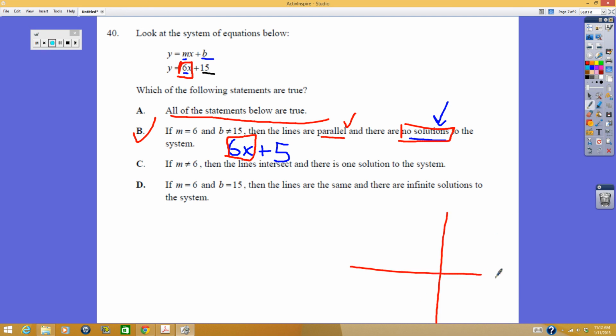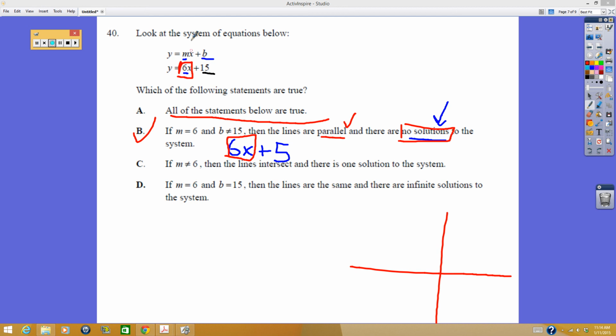Okay, so if M is not 6, then the lines would intersect. Well, let's see. Alright, now for C, all they tell you is that if M is not equal to 6, so the rate of change, how fast it's going up, is not equal to 6, then the lines will intersect and there is one solution to the system.